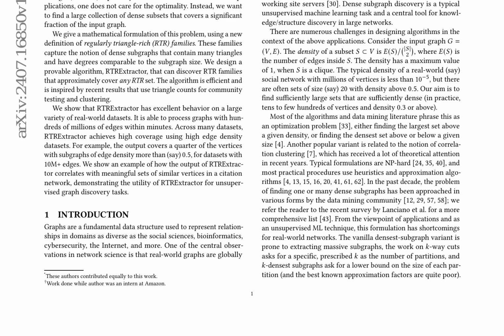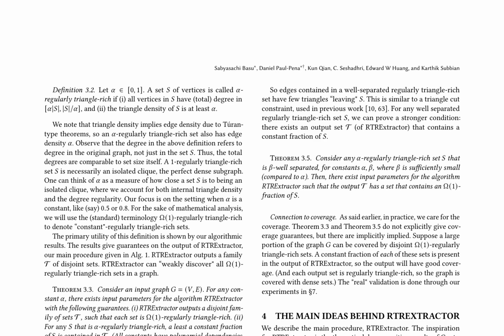The authors design a provable algorithm, RTR extractor, that can discover RTR families that approximately cover any RTR set. RTR extractor is efficient and inspired by recent results that use triangle counts for community testing and clustering. The algorithm's primary utility is shown by its guarantees on the output, ensuring that every omega-1 regularly triangularic set has a constant fraction of its vertices in the output.